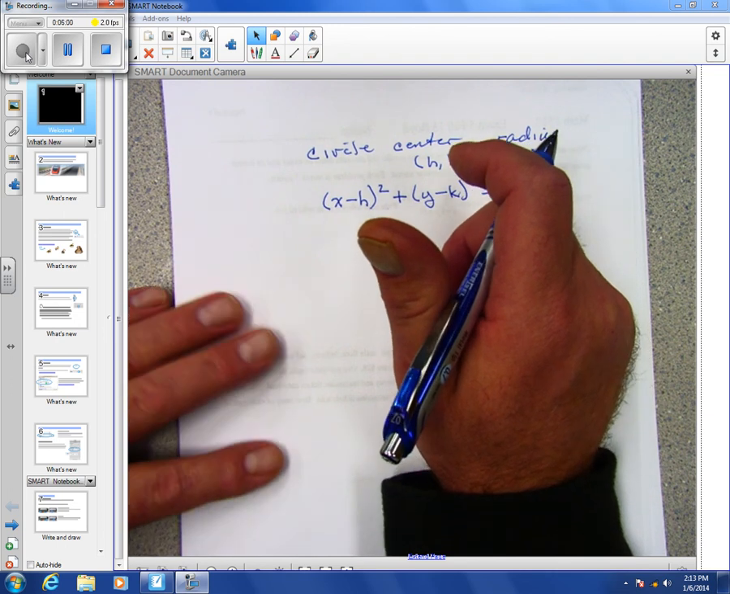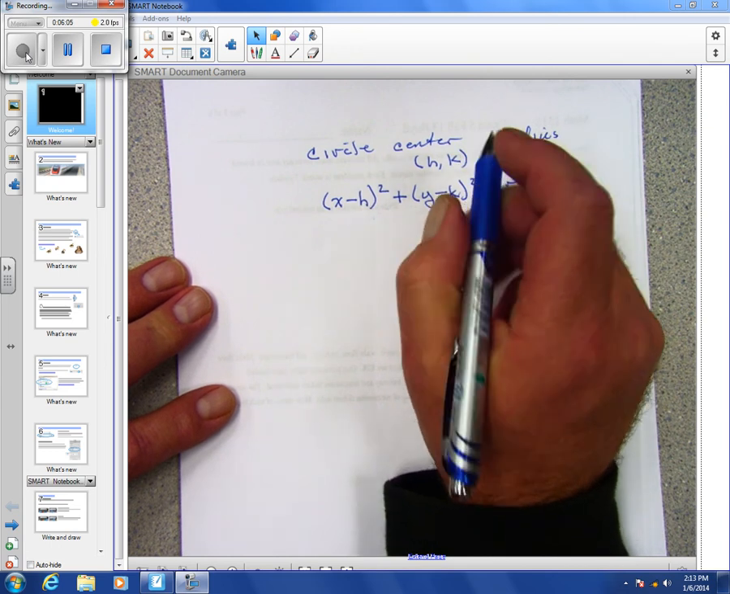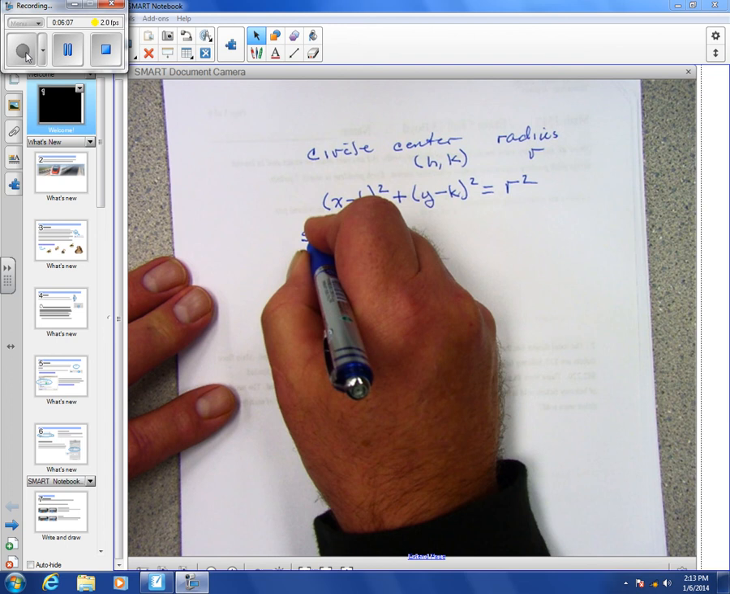We also need to be able to find the equation of the circle, and we'll talk about that whenever I do the problem section. Symmetry.